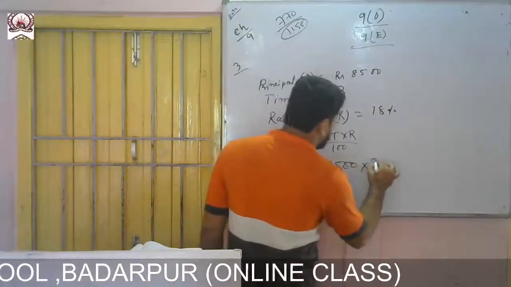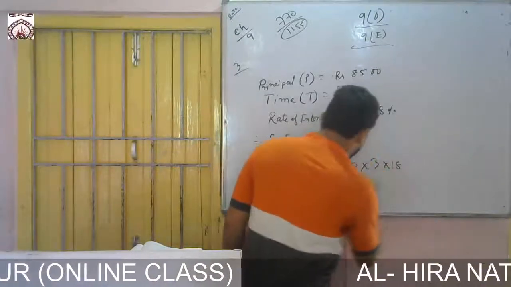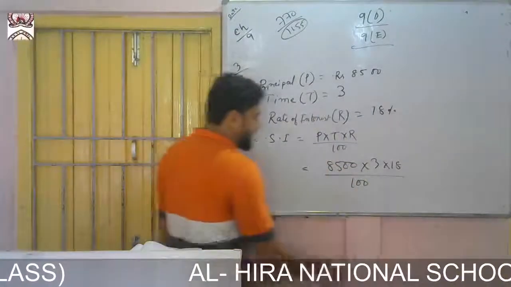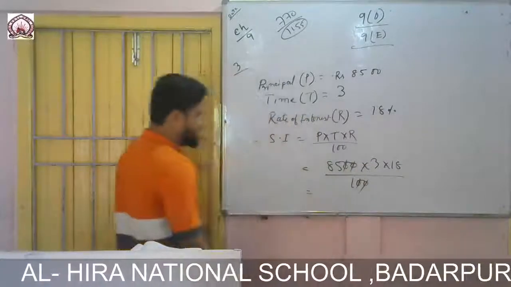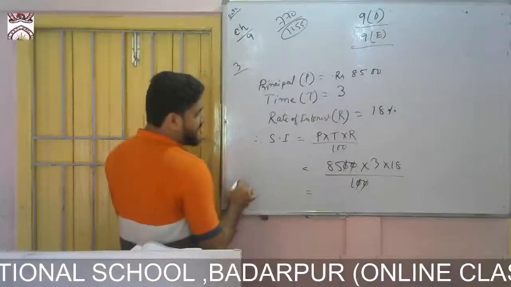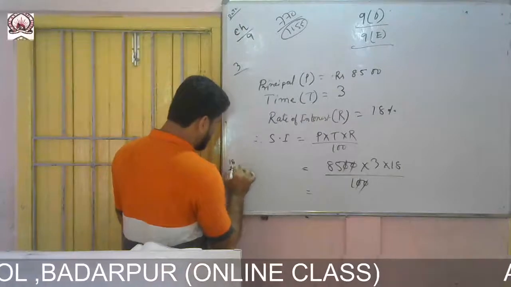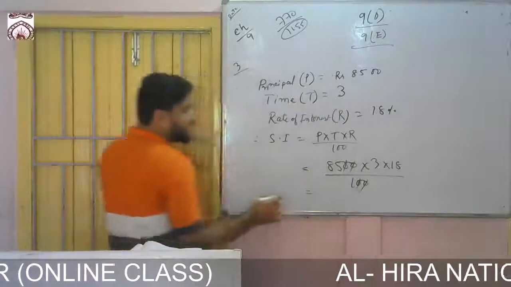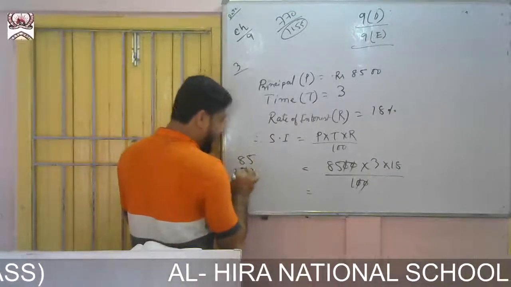So it will be 8500 into 3 into 18 by 100. Now cancel these zeros. The remaining things you multiply, and you'll get the answer. 3 18s are 54. So 85 into 54, multiply.